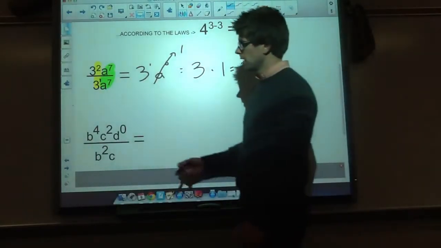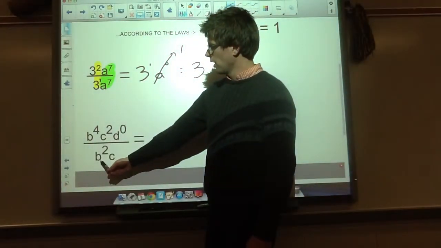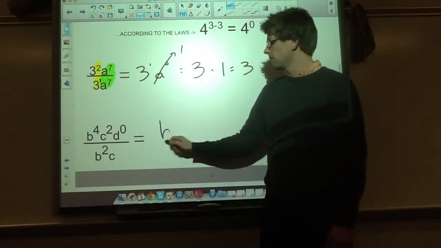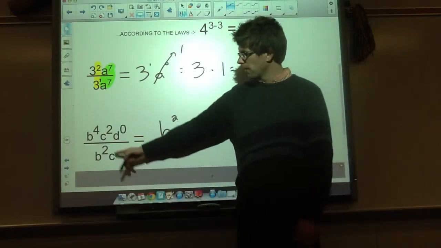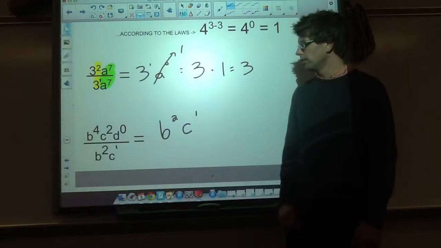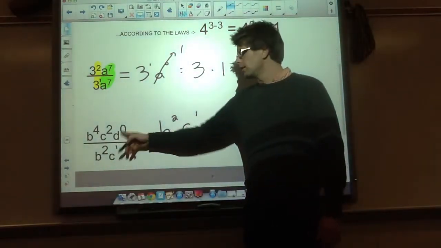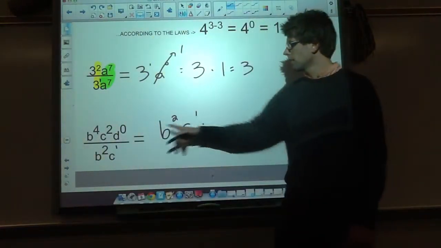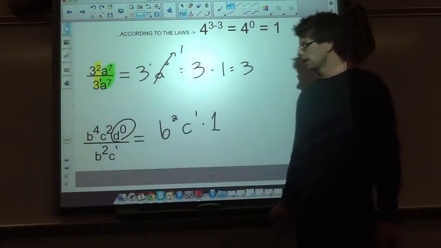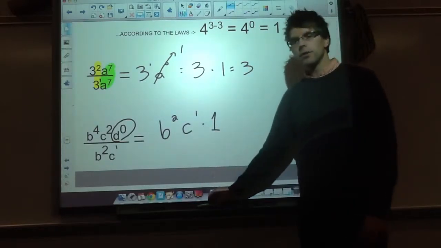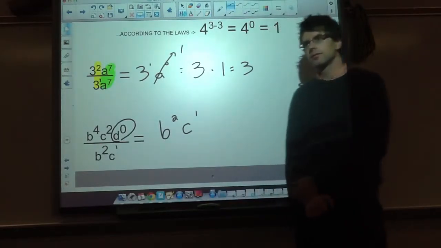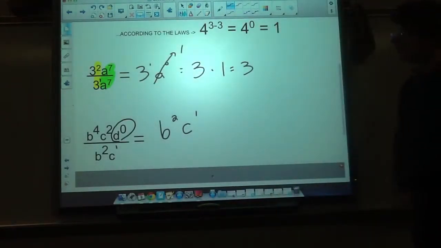Next question, same idea here. When we have b to the 4th divided by b squared in this first fraction, we get b to the 2nd power. Again, the exponents on the c's come out to be a 1. And again, this d to the power of 0, that entire power, becomes just a 1. Okay? And when you multiply b squared times c to the 1st by 1, you still get b squared times c to the 1st. And so we can represent our answer that way.